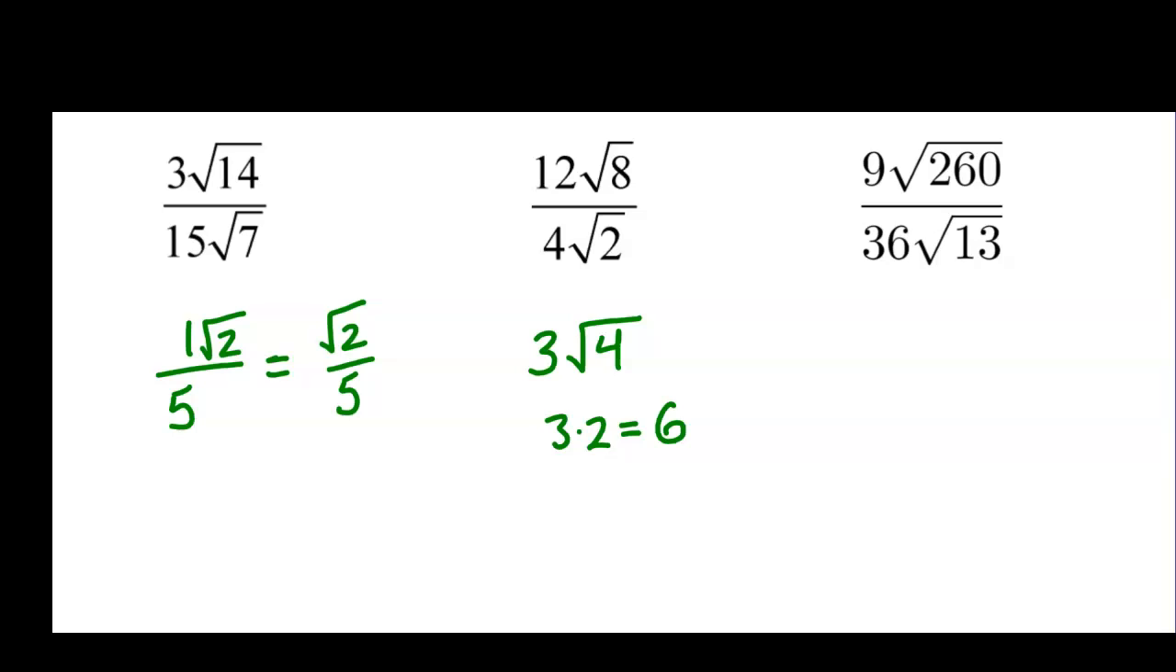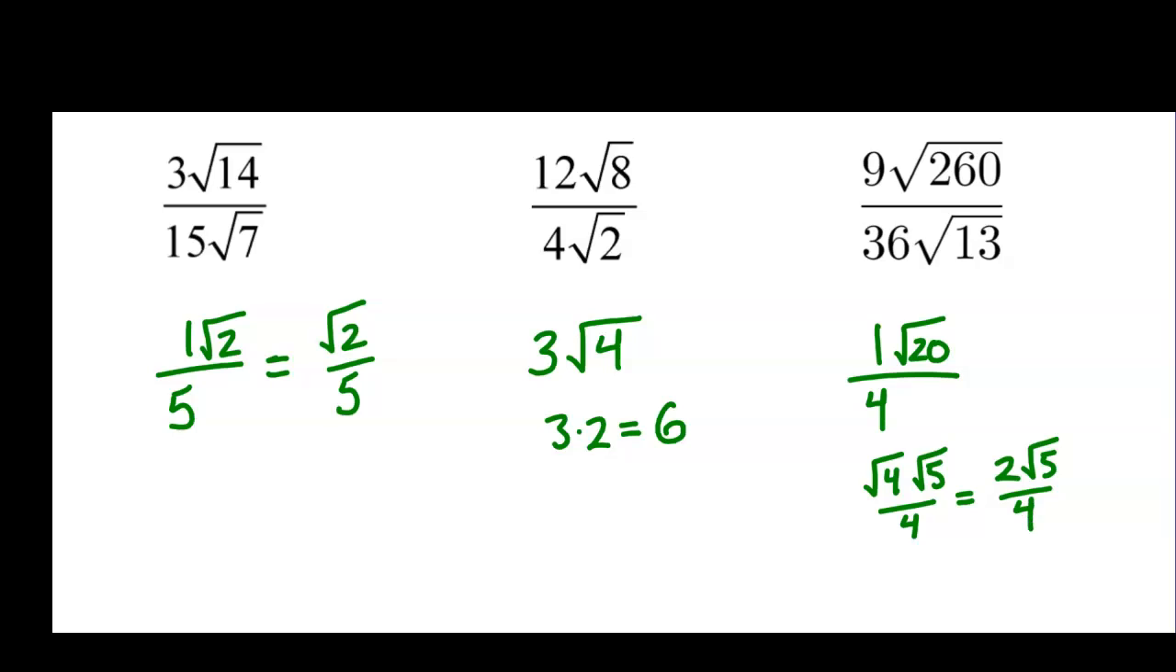Then we have 9 square root of 260 divided by 36 over square root of 13. So divide the coefficients, so 9 over 36 would give us 1 over 4. Then divide the radicands, so 260 divided by 13 is 20, so square root of 20. Now square root of 20 can be simplified further, so we're going to rewrite that as square root of 4 times the square root of 5 over 4, which is 2 square root of 5 over 4.